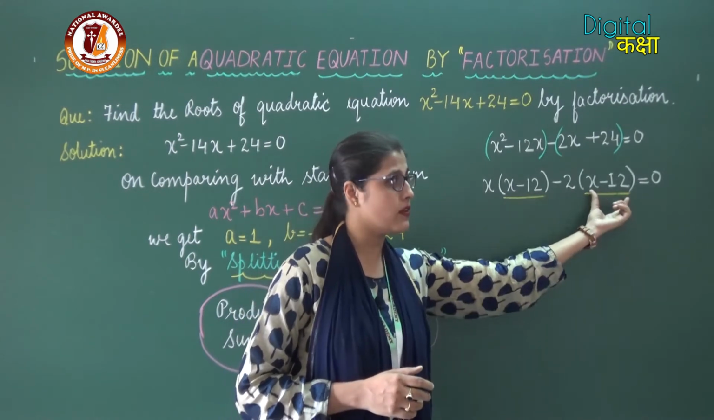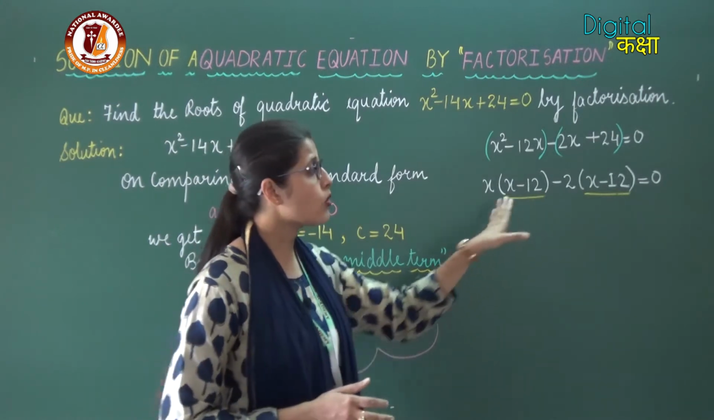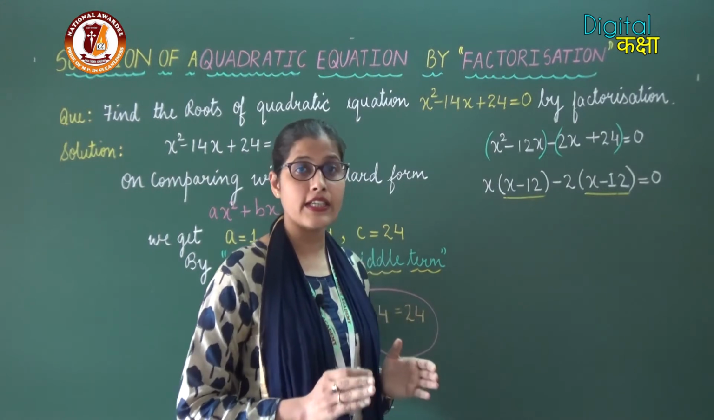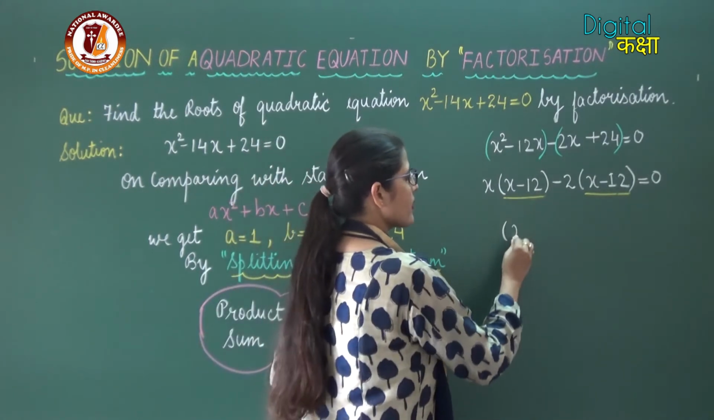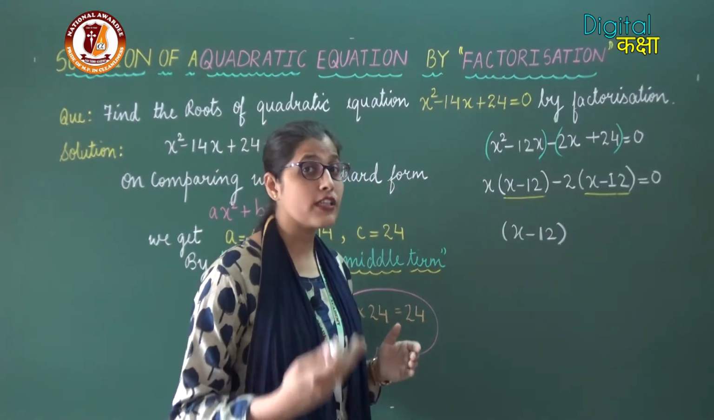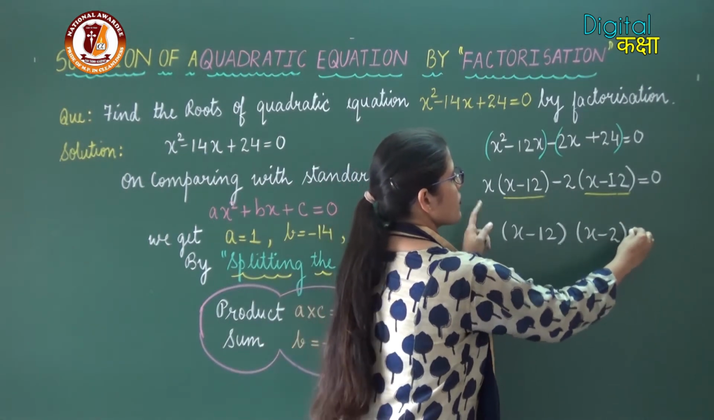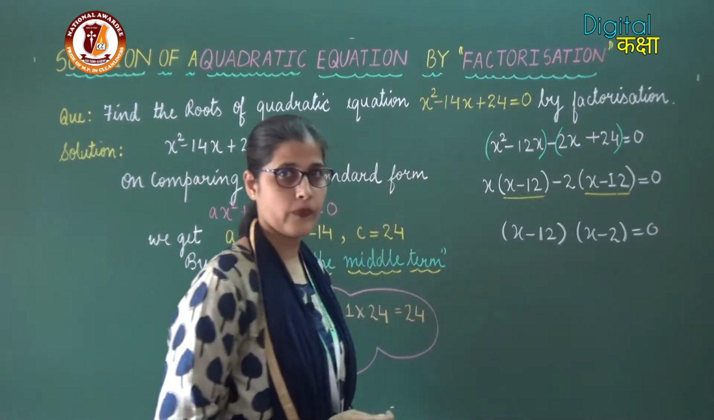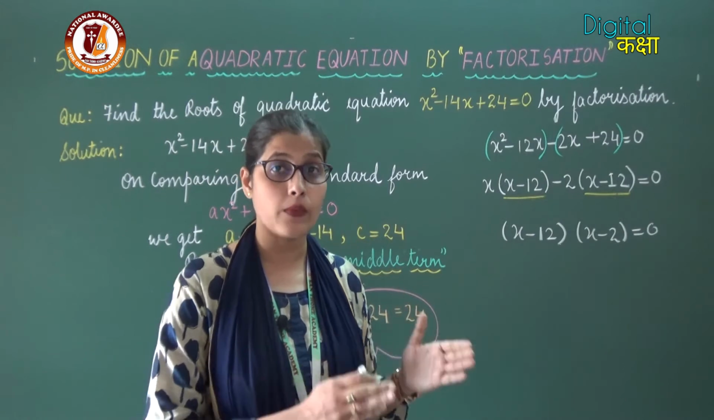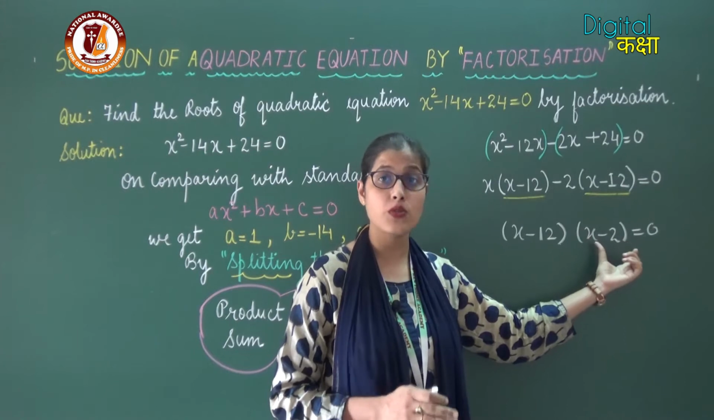As you can see here, x minus 12 is the common factor in both the groups. So, this common factor, we will be writing it one time. It will be written as x minus 12. Now, the other factor is x minus 2, which is equal to 0. These two are the factors of the given quadratic equation, which are x minus 12 and x minus 2.